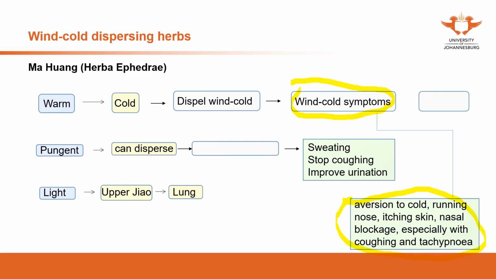Mahuang is also pungent. Pungent can disperse the lung qi. So when you disperse, it can result in sweating. It can stop coughing, regulate the lung qi, and improve urination. While opening the lungs can improve the urination. This is very similar to opening the lung.